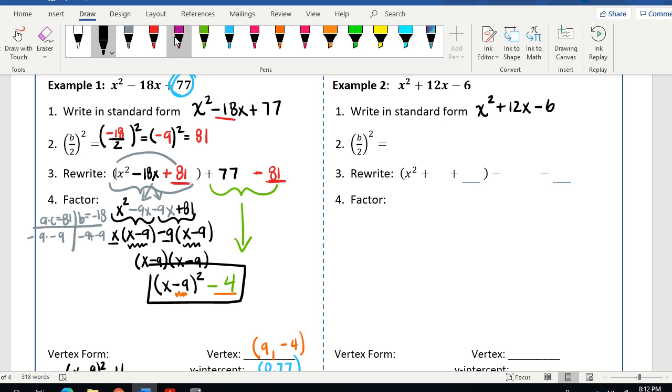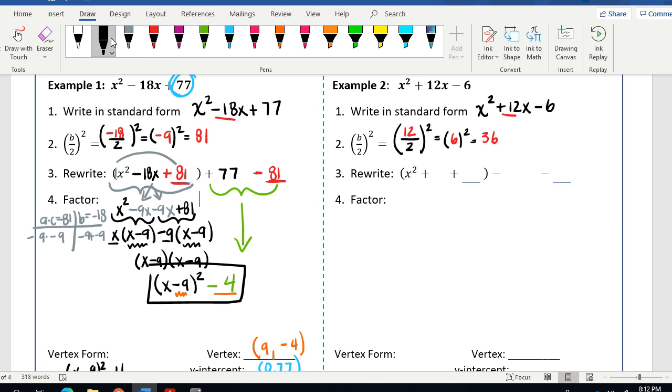So I'm going to take my b, which is 12. I'm going to take half of it, or divide by 2, and then I'm going to square it. So 12 divided by 2 is 6. 6 squared is 36.